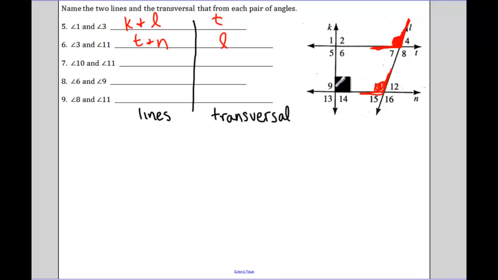10 and 11. 10, and let me erase what I had, 11. One angle, the other angle, okay, our transversal is N, and then the other 2 lines are K and L because those are the other 2 lines that make up the angle. N is the part that I traced over twice.